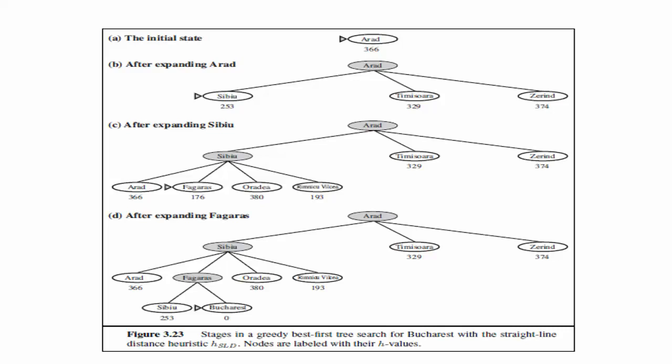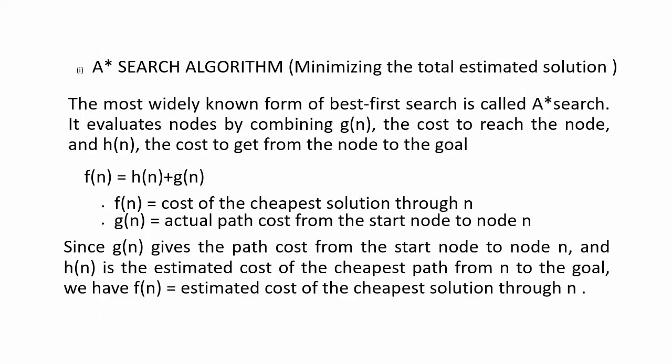In this algorithm we only estimate the cost when traversing from source to destination. But the traversing cost may vary. To avoid this drawback, we move to the A star search algorithm, that means the total estimated solution. We are going to provide the best solution for best first search using the A star search algorithm.